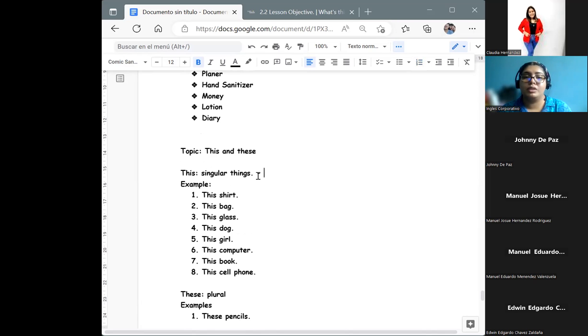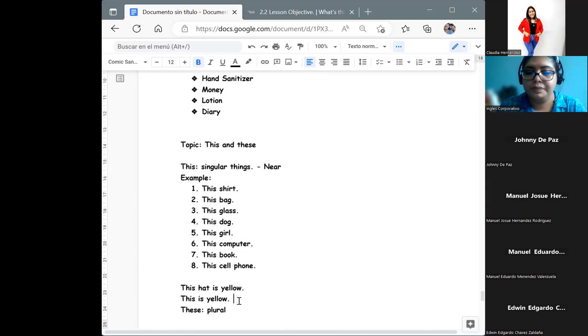cuando estamos hablando de algo cerca de nosotros. Por ejemplo, estamos viendo algo frente a nosotros y podemos decir or create an example like this. This hat is yellow because we are seeing the details. Or we can use another one. This is yellow. Cuando estamos cerca del objeto al que estamos describiendo.